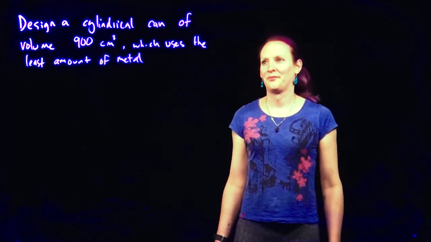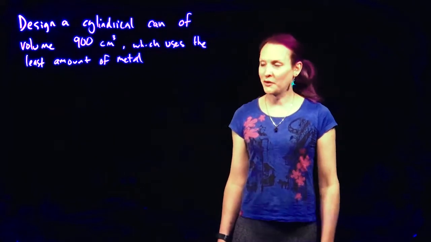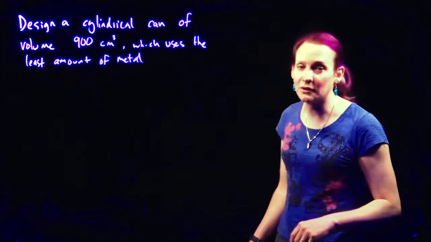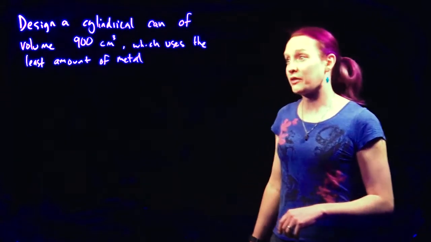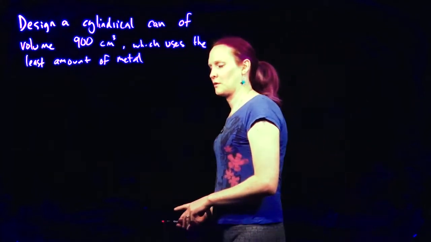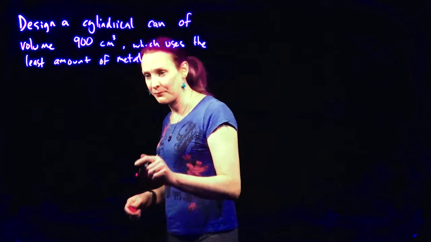Hi. Let's do an applied optimization problem together. We're going to design a cylindrical can of volume 900 cubic centimeters, which uses the least amount of metal. There are some assumptions here, like the thickness of the metal being uniform across the can.